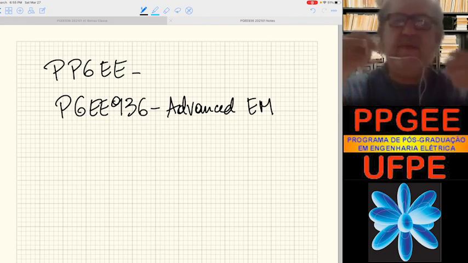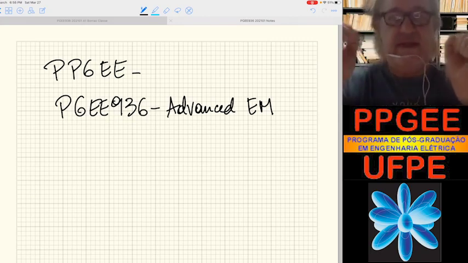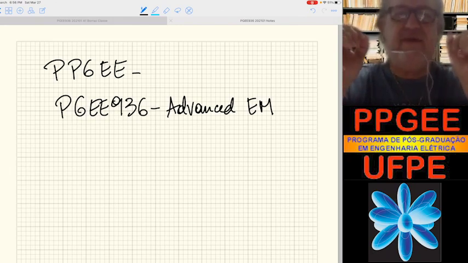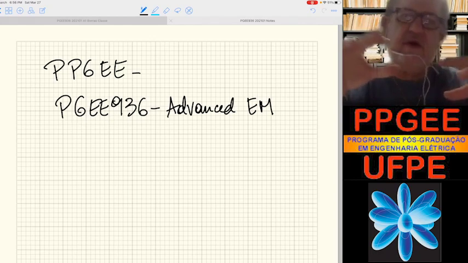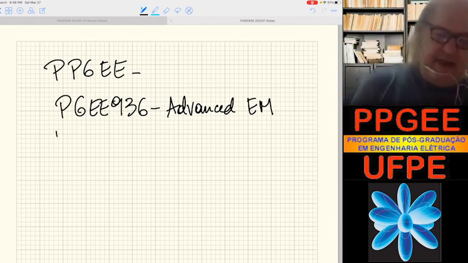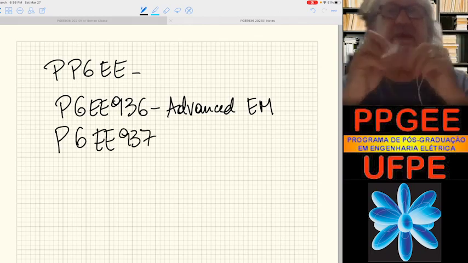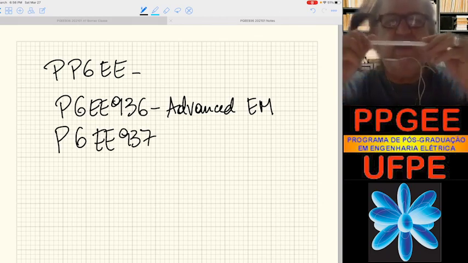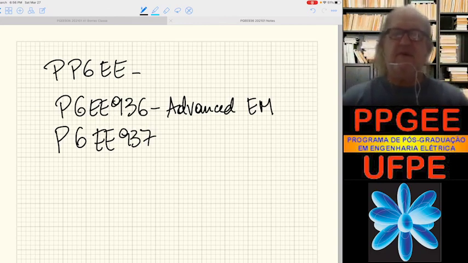The follow-up course in this graduate program in electrical engineering in the area of photonics is the PGEE937, which is called Fundamentals of Optics and Wave Propagation. So in our graduate program in the photonics area, both PGEE936 and PGEE937 together form the foundations of electromagnetics, of static and dynamic fields of the graduate level in the photonics curriculum offered by PPGEE-UFPE.